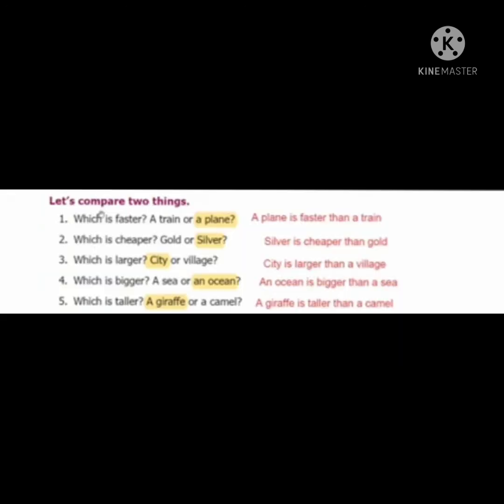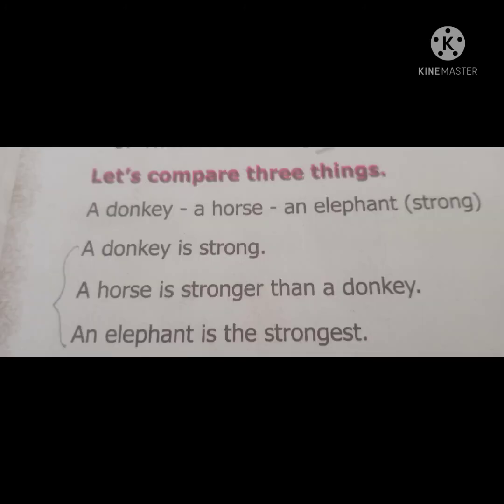They given, let's compare 2 things. Which is faster, a train or a plane? A plane is faster, so a plane is faster than a train. Likewise, you complete every one. Next, they given this exercise. Let's compare 3 things. They given a donkey, a horse, and an elephant. So they given strong. So strong, stronger, strongest. Because the syllable ends in consonants, we are adding ER and EST.